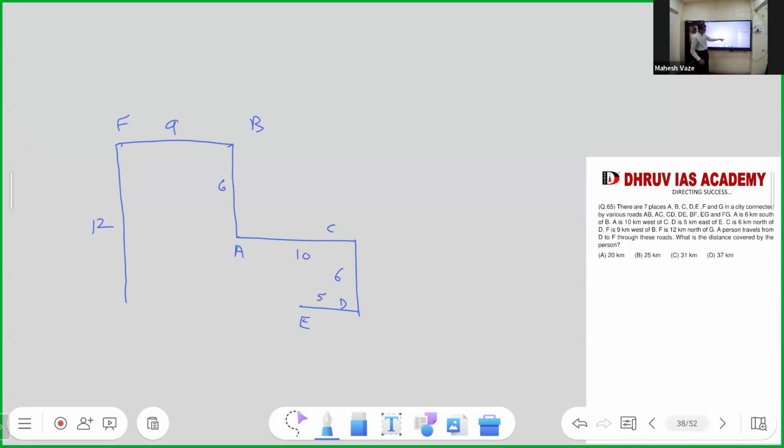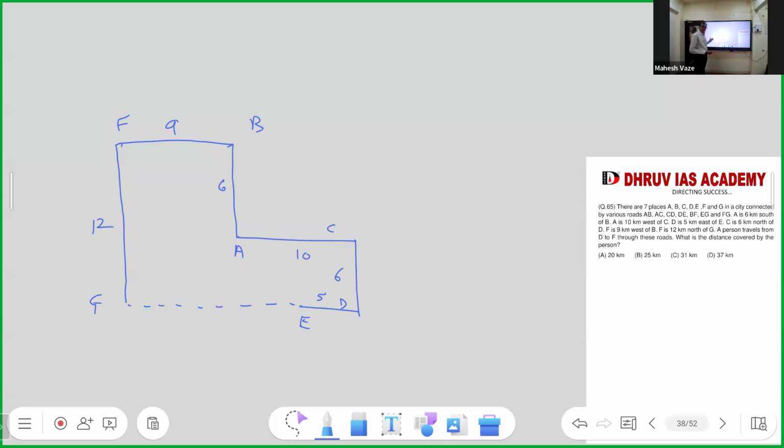See, if you observe here, this 6 and this 6, so it will be in line with this E, on the same level. Okay, now this is the case. Finally, a person travels from D to F through these roads. See, this is D here, D to F. Now if you dot this, you connect these roads.